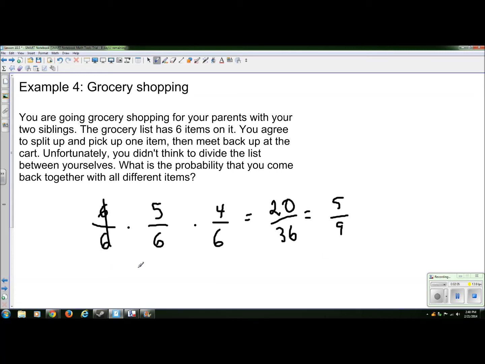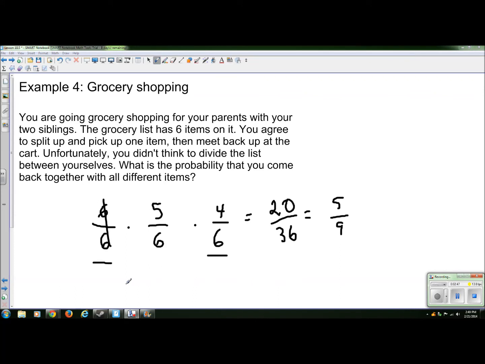Notice that these are dependent events, and they're multiplied together. My first event, there's a probability of 1, so I don't really need to multiply it through, but I did anyway. My second event, the probability is based off whether or not this person chooses the item that I chose, so these are dependent events. And then the final event here is based off the choices that myself and my sibling made. So the probability affects things.